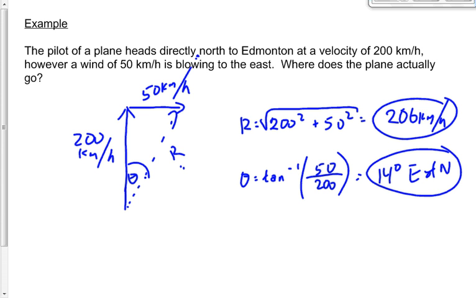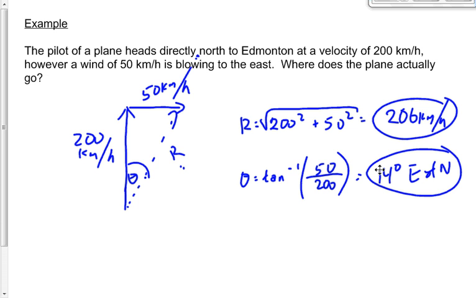So we aim at 200 to the north. There's a wind of 50 to the east. Where do we end up going? 206 kilometers per hour at 14 degrees east of north. If we wanted to go directly north, would we aim this way? No. No, we'd have to set up our diagram differently, right? Because if we wanted to go north, then the north vector would be our dotted line, not our solid line.